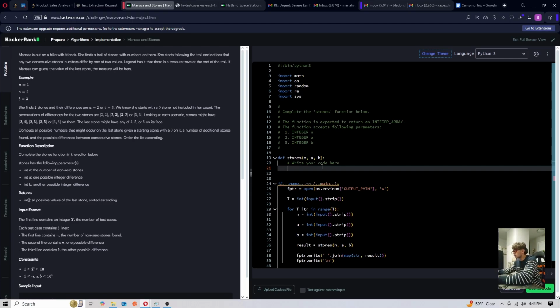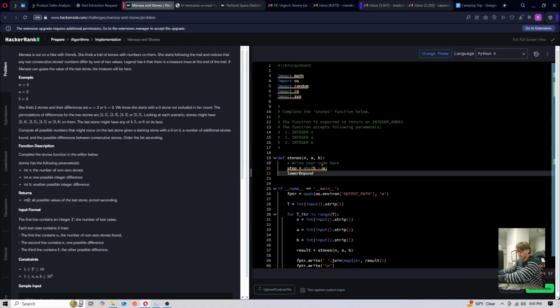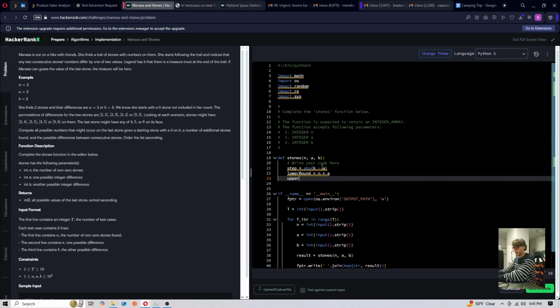So, step is going to be equal to B minus A, hopefully. I'm just going to set it to the absolute, because who knows what this is going to be. Lower bound is equal to... Alright, so that's a lower bound, and there's an upper bound.